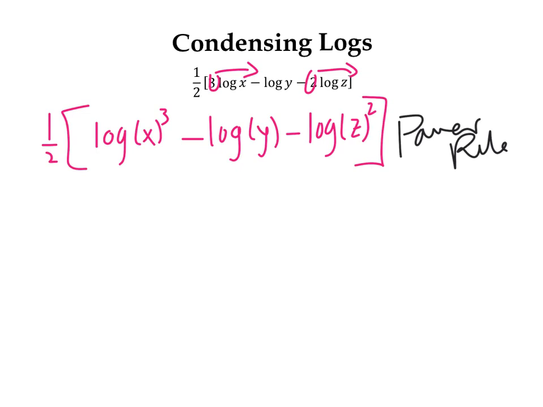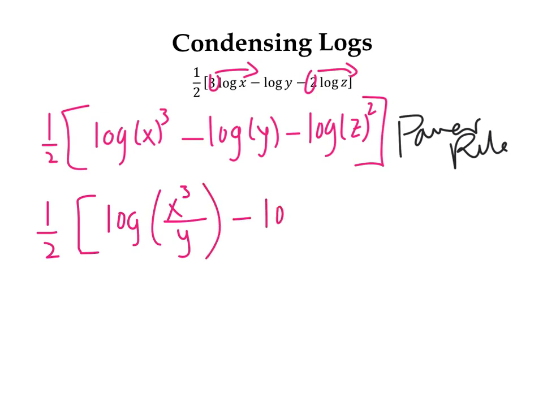All right, now that I have these with no coefficients in the front, or as 1 is the front, I can start combining these using the product quotient rules. The 1/2 stays on the outside, so I'm going to leave the 1/2. And then I'm going to start by combining using the quotient rule, subtraction. So I have log of x cubed divided by y. That was a quotient rule.